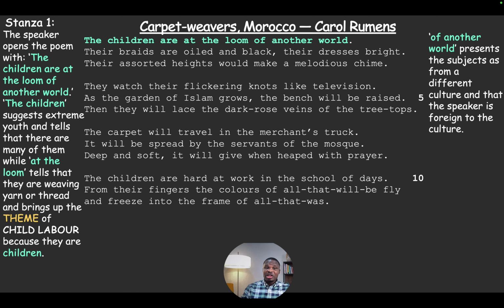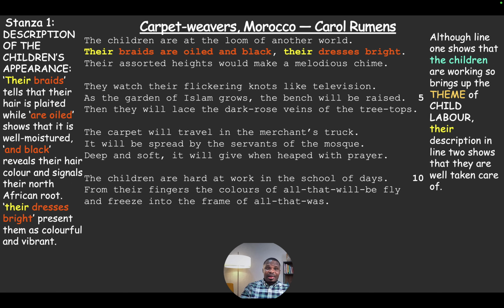So we see the theme of child labor because these are children that are working. So possibly they are not going to school or being taught formally, but they are being taught informally how to make carpets. "Of another world" presents the subjects as from a different culture, or the speaker as being from a different culture, because she's telling us about something that is happening in a foreign land.